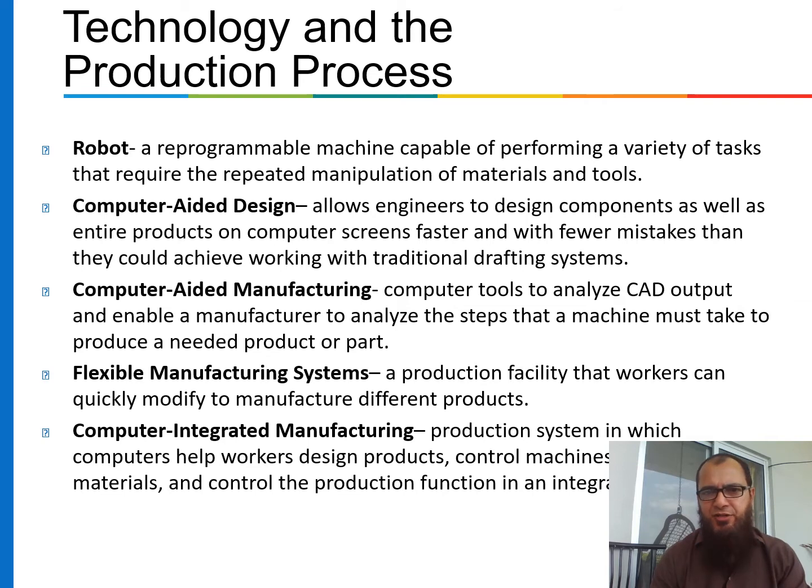Computer-aided manufacturing uses computer tools to analyze CAD output and enables a manufacturer to analyze the steps that a machine must take to produce a needed product or part. A flexible manufacturing system is a production facility that workers can quickly modify to manufacture different products. And computer-integrated manufacturing is a production system in which computers help workers design products, control machines and materials, and control the production function in an integrated manner.